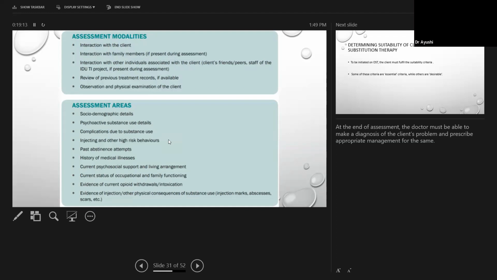Then the assessment areas in which we have to assess the patients are socio-demographic details, psychoactive substance use details, complications due to the substance use, injecting and other high-risk behaviors, past abstinence attempts, history of any medical illness, current psychosocial support and living arrangement, current status of occupational and family functioning, evidence of current opioid withdrawal or intoxication, evidence of injection or other physical consequences of substance use like injection marks, abscesses, scars, etc.